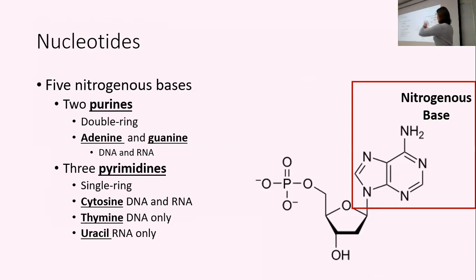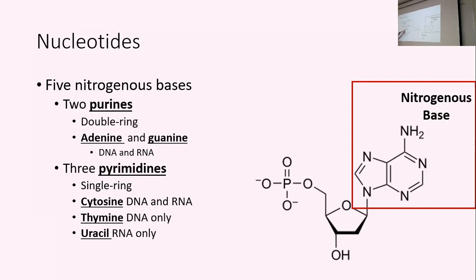So there are 5 nucleotides total, and we categorize them based on what this little guy looks like. This is a purine. It has 2 rings, a little 5-sided ring and a little 6-sided ring. There are 2 kinds of purines, adenine and guanine, found in DNA and RNA.